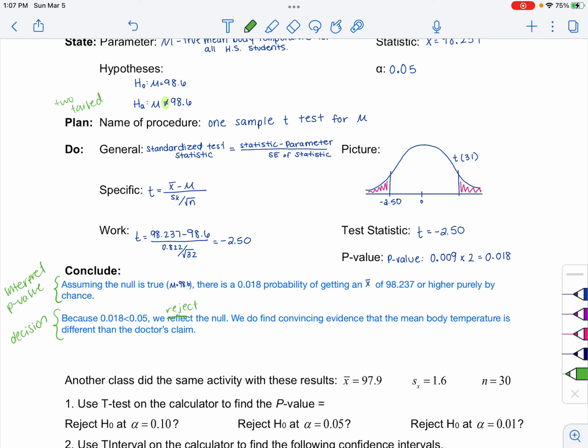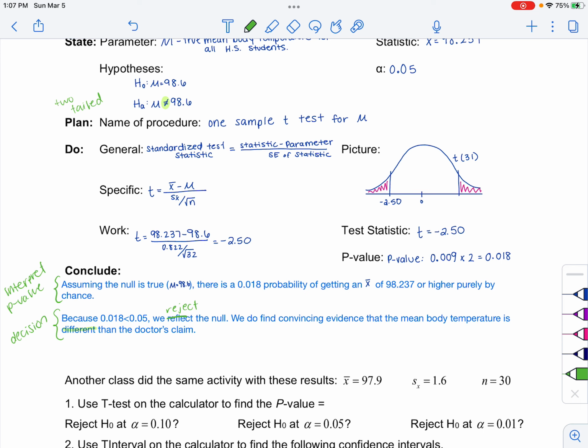We do find convincing evidence that the mean body temperature is different than the doctor's claim. Again, here I'm using the word different. I'm not saying more than or less than, because this is a two-tailed test.